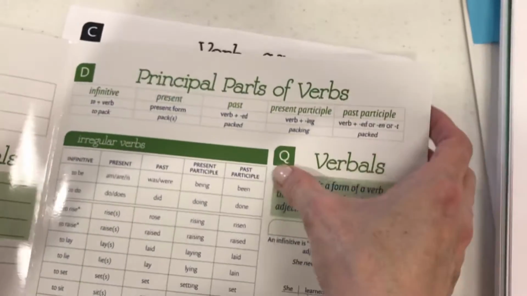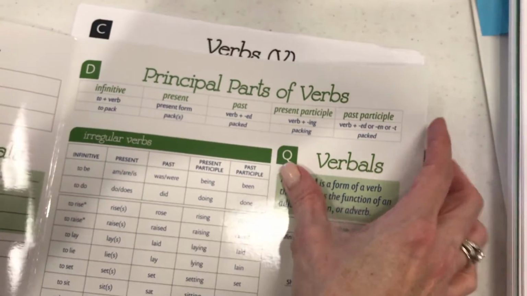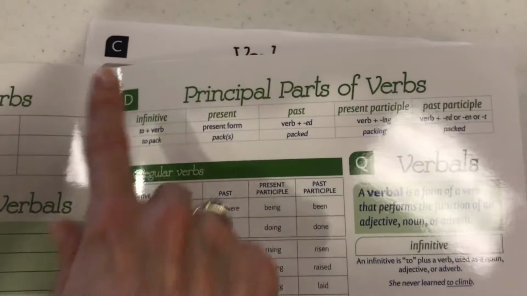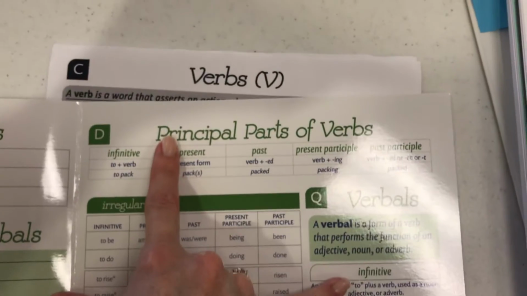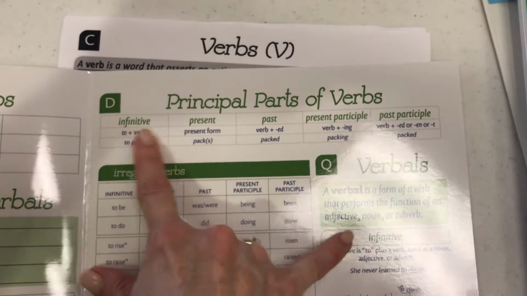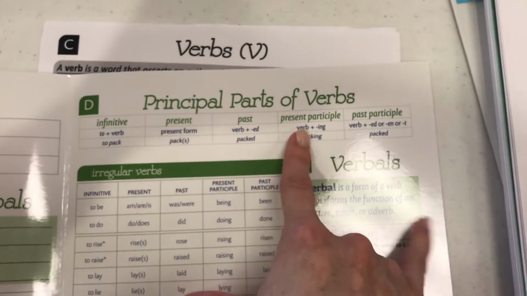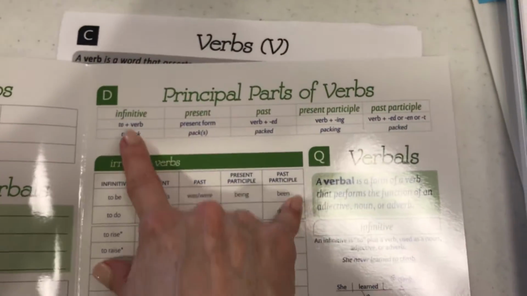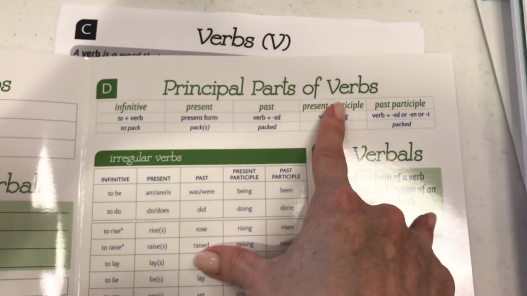So when you look at Chart D, you're going to ignore this Q right here. That comes much later. That's called verbals. We're going to ignore the verbals and just focus on Chart D. Principal parts of verbs: infinitive, present, past, present participle, past participle. There's another song for you for this part.